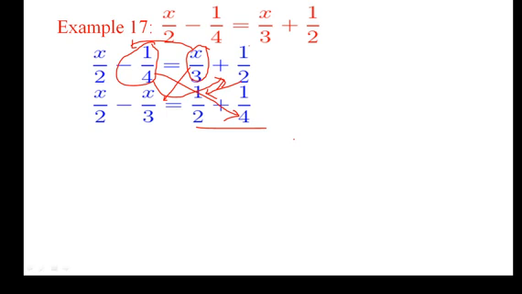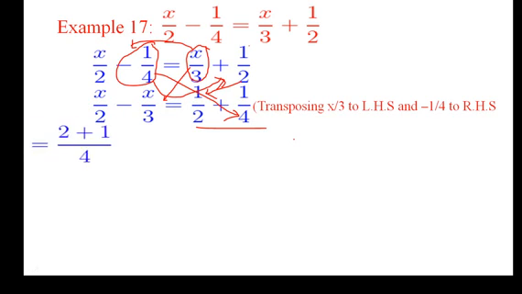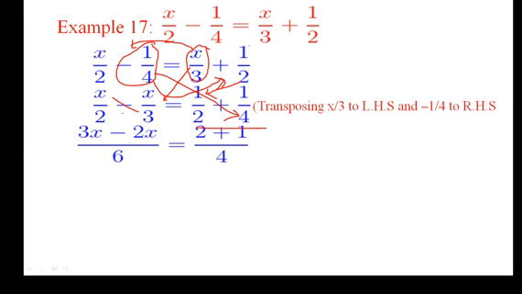See, it is in fraction form, so we have to simplify by doing fraction simplification. So 3x minus 2x by 6 is equal to 2 plus 1 by 4. We know that the LCM of 2 and 3 is 6. So 3 into x is 3x, 2 into x is 2x, and 2 into 3 is 6.